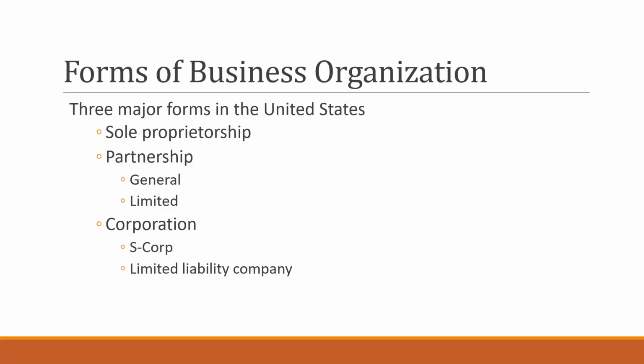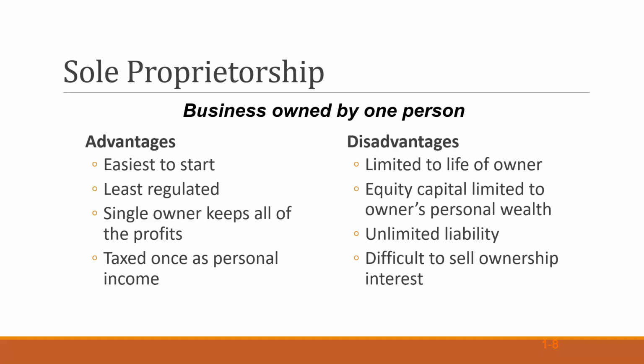this concepts and definitions. So the three major forms of businesses in the United States are sole proprietorship, partnership, and corporation. The most common form of business in the United States is sole proprietorship. A sole proprietorship is a business owned by one person. So I go out and I decide to open my own business.